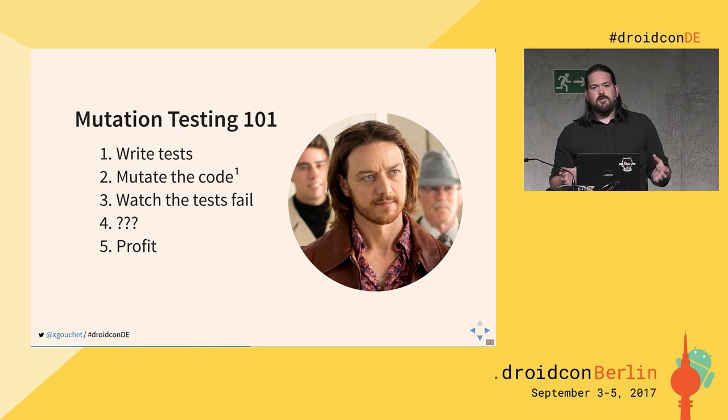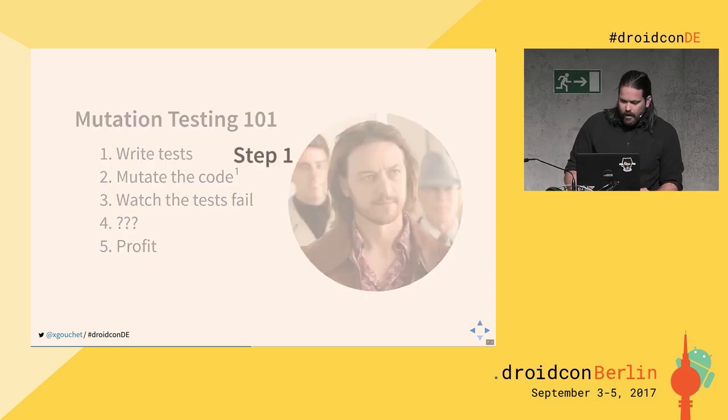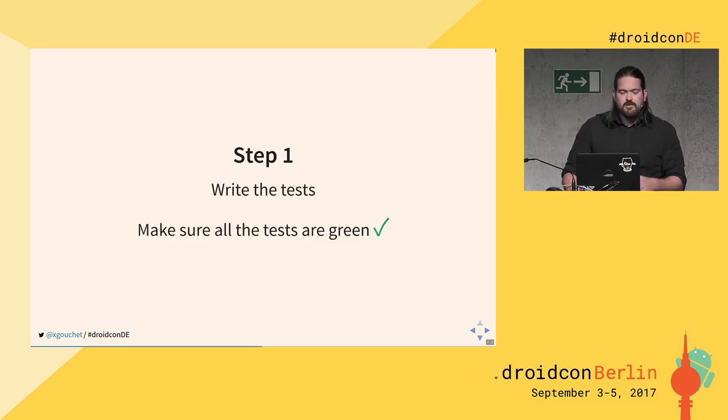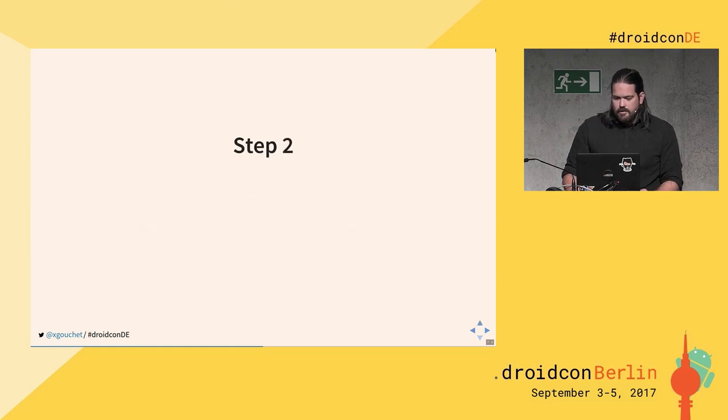So when I say you watch the tests fail, basically, you need to see your tests as your security team. The tests are there to catch any bug or any issue in your code. And mutation testing is not going to find bugs. It's just going to run a security drill. It's going to say, hey, let's make your code bad, and let's see if the tests actually catch the bad code.